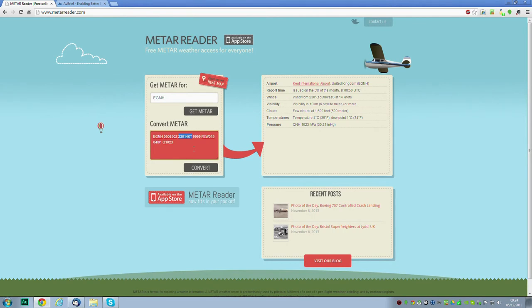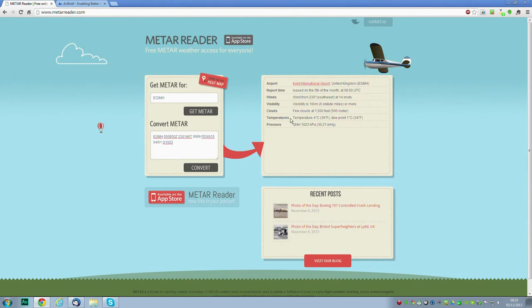So 230 degrees, and that's done on the degree scale, where 0 is north, 180 degrees is south, and 270 degrees is west. So 230 is a sort of southwesterly. We've got a southwesterly at 14 knots. 999 is the visibility, and that means the visibility is 10 kilometers or more. Once the visibility gets above 10 kilometers, we're not really worried. They're sparing with their digits, so 999 just means more than 10 kilometers.